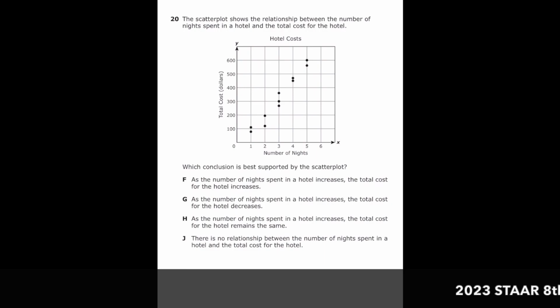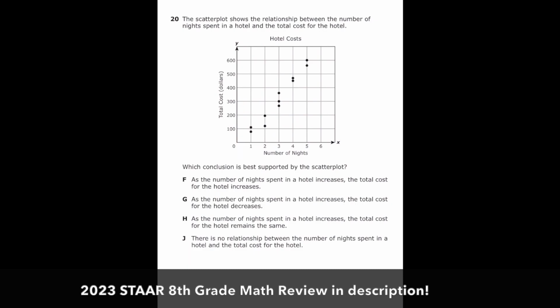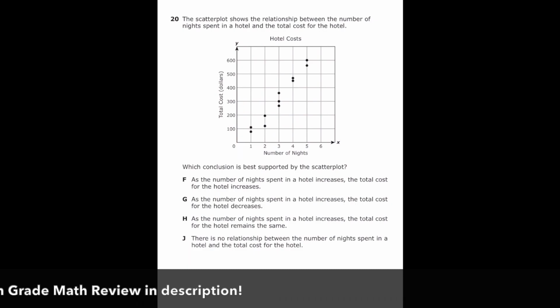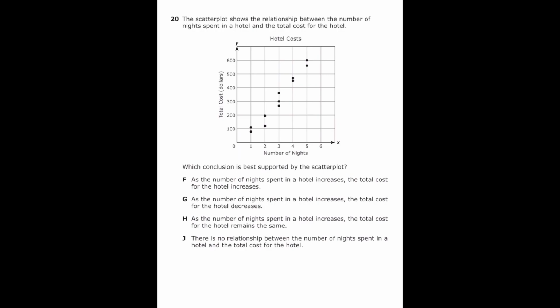This is number 20 from the 2022 8th grade math STAAR test. The scatter plot shows the relationship between the number of nights spent in a hotel and the total cost for the hotel. Which conclusion is best supported by the scatter plot? So letter F says, as the number of nights spent in the hotel increases, the total cost for the hotel also increases. And if we look at the graph, that makes sense. The more nights you spend in the hotel, the more you're going to pay.